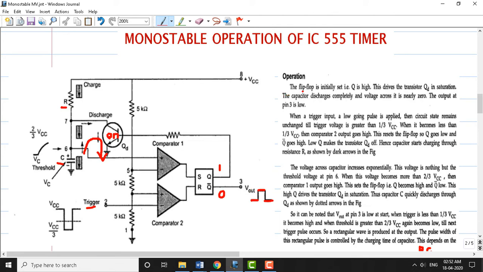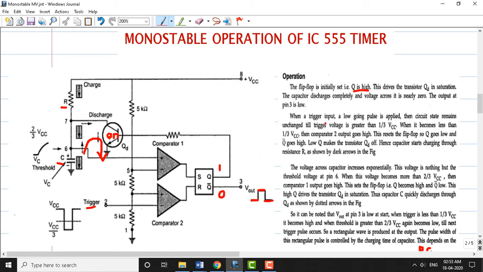The same has been highlighted here. So the flip-flop is initially set with Q equal to high. That's what we have seen here. This drives the transistor QD to saturation. We have seen here that since the high pulse comes here, this moves to saturation. The capacitor discharges completely. The voltage across the capacitor will disappear because it's connected to the ground here. It's nearly 0. So the output at pin number 3 stays low. This is what we have seen here now.